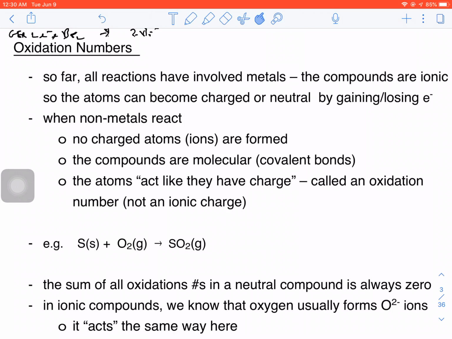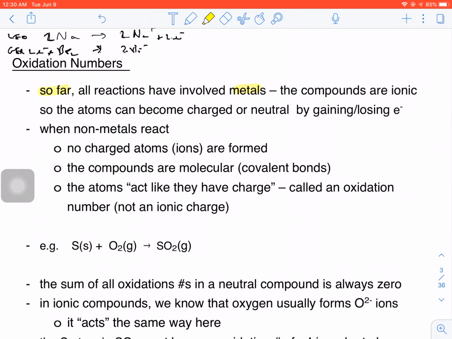So when I look at this reaction down here, let's just go back to my note here. Like I said, everything so far has involved metals, which means they are ionic compounds, right? Which means electrons are truly being gained and lost, GR and LEO. But if I've got non-metals reacting, no ions are formed. The atoms basically are going to change the way they share the electrons. Because they're pulling electrons more towards themselves, they are acting like they have a charge, even though they really don't have a charge.